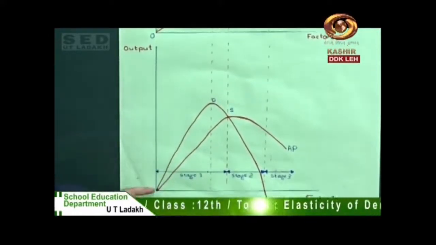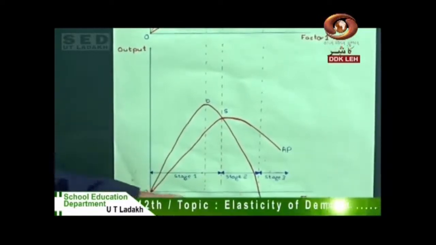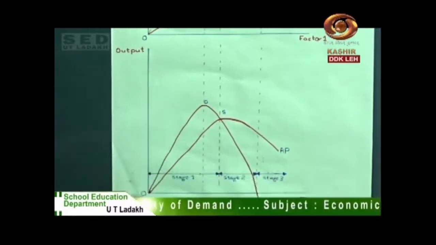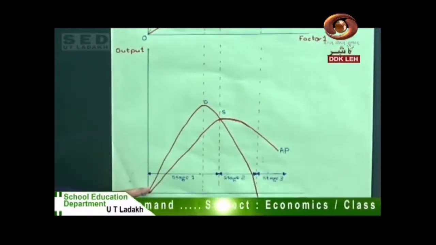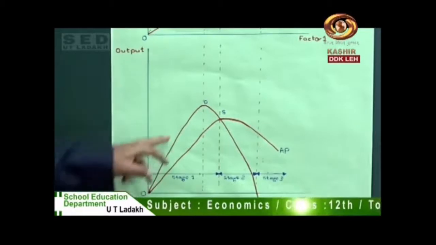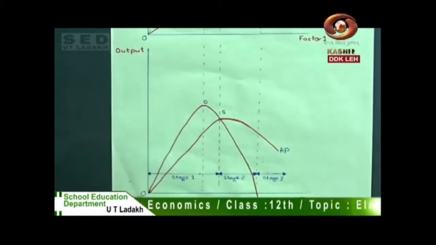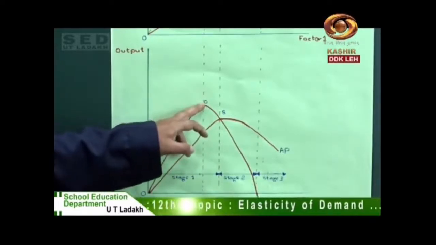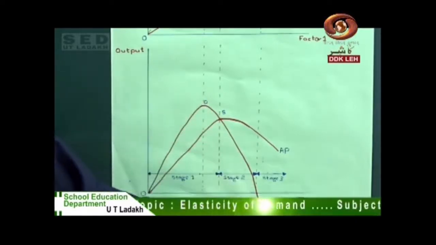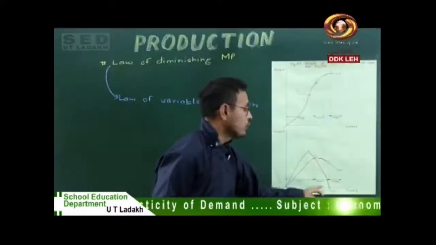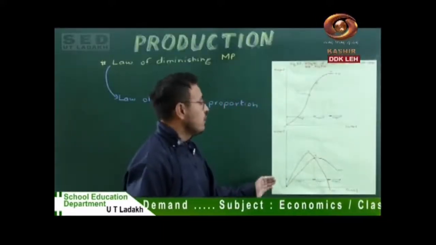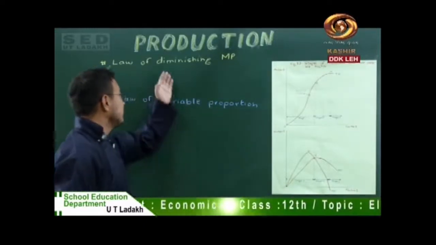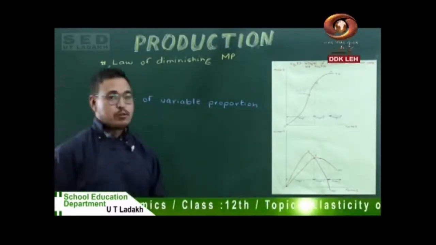Now what it states is that as you keep on increasing the employment of factor 1, the additional productivity of that factor will initially increase. Say here from the origin to D it is increasing, but after some point it will eventually diminish. So the shape of the marginal productivity curve will be an inverted U shape. Again, the reason behind this is the law of variable proportion.